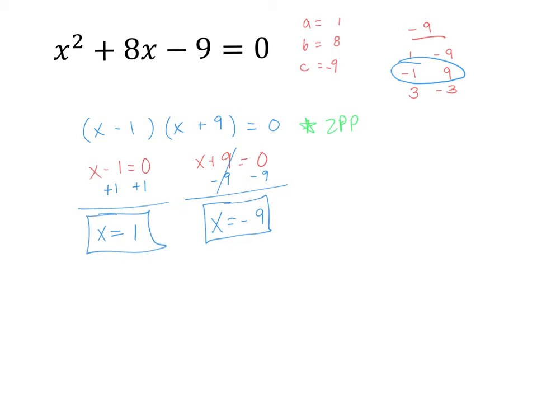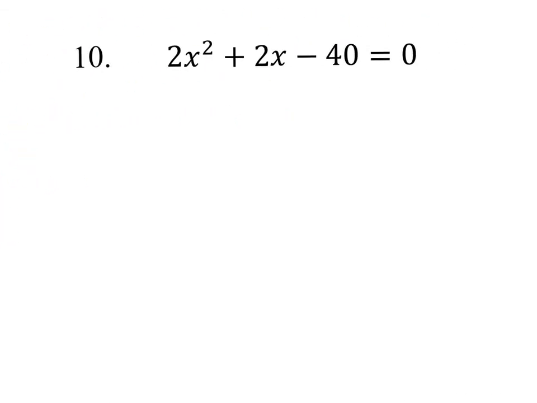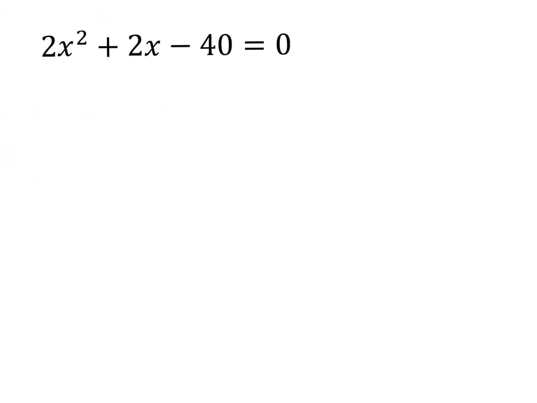So those 3 are pretty easy. You guys should kind of get the hang of those pretty quick. The next ones are a bit more challenging, okay? So I'm going to move over to number 10. Here, we are already in standard form. So I'm going to list A, B, and C. A equals 2, B equals 2, and C equals -40.